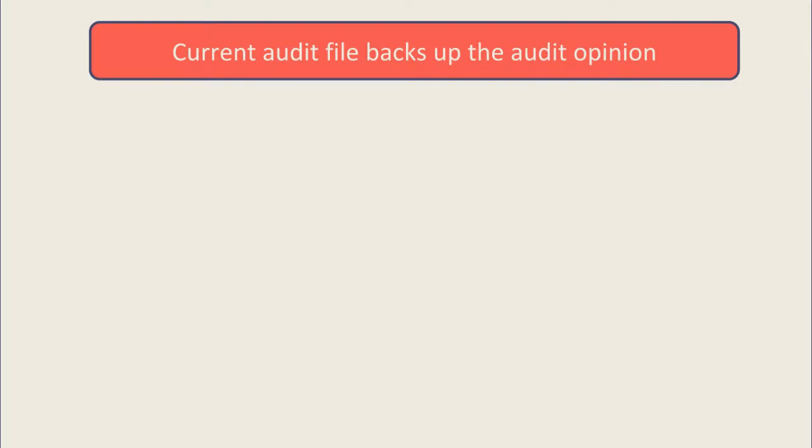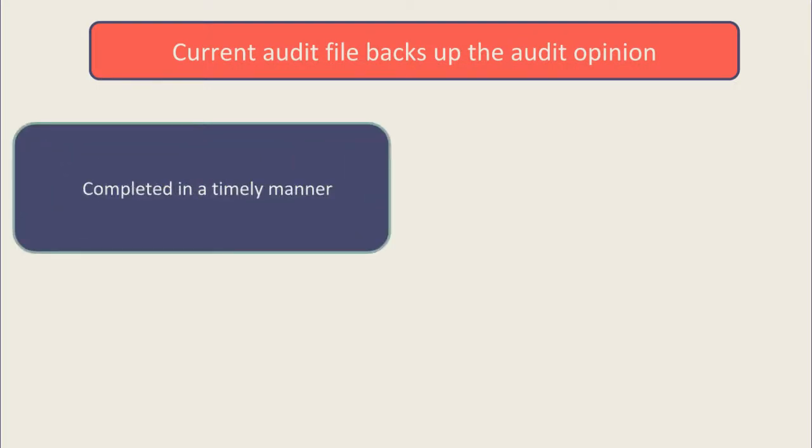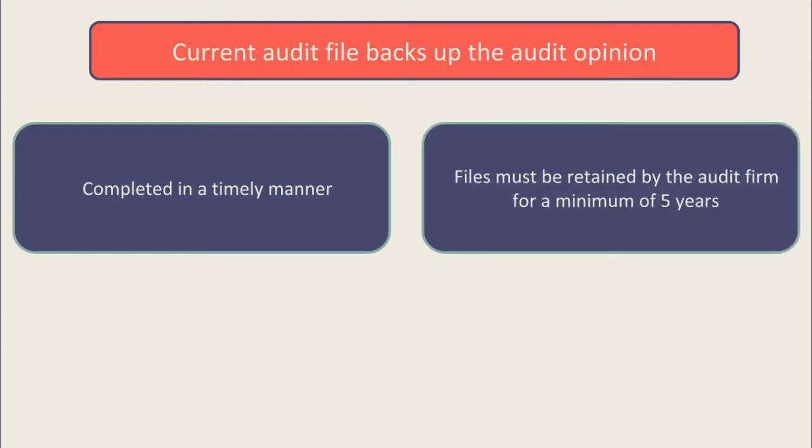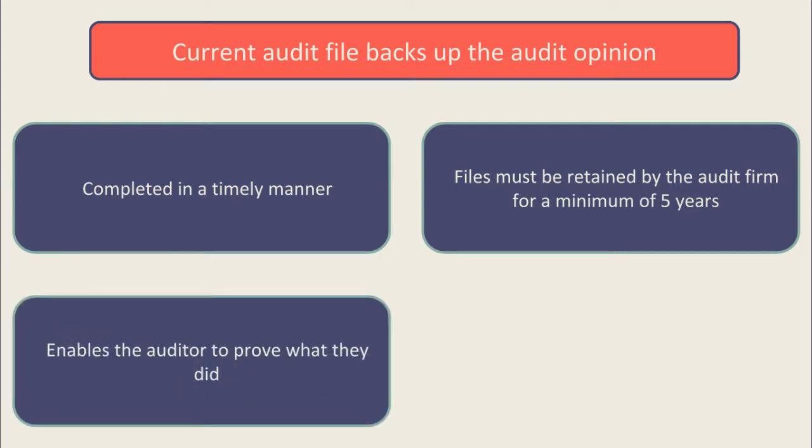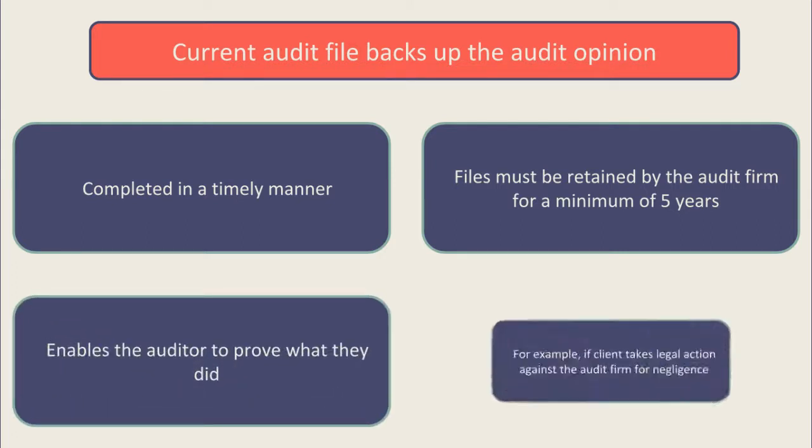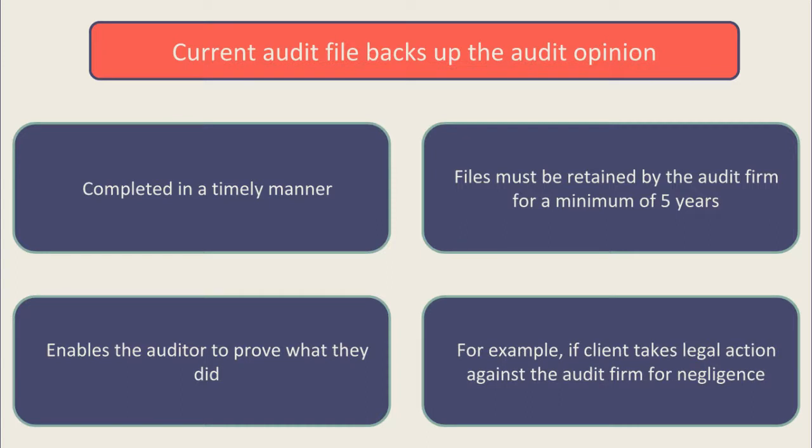The current audit file will back up the audit opinion. It should be completed in a timely manner over the course of the audit process, with the finalisation of evidence just after the audit report has been signed. These files must be retained by the audit firm for a minimum of 5 years from the date of the audit report. This enables the auditor to prove what they did, for example, if the client was to take legal action against the audit firm for negligence.